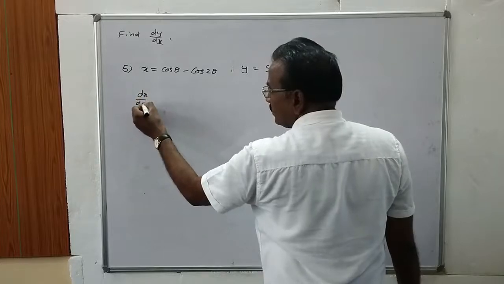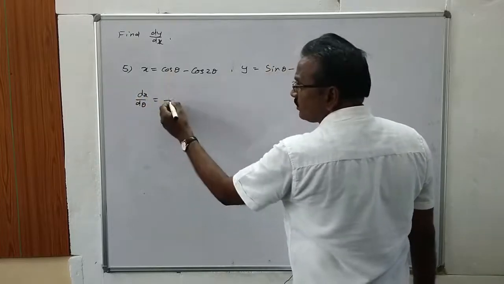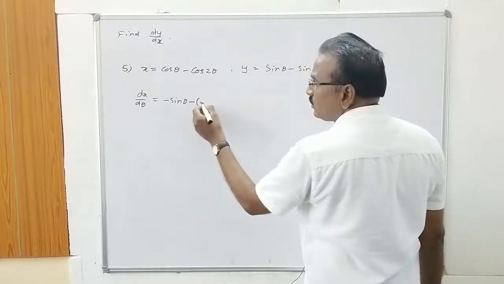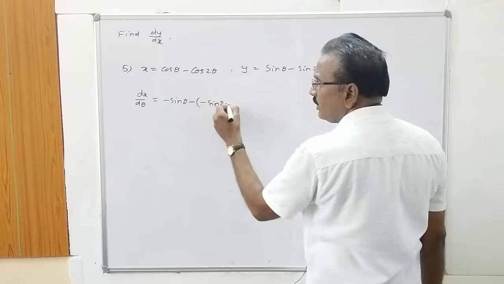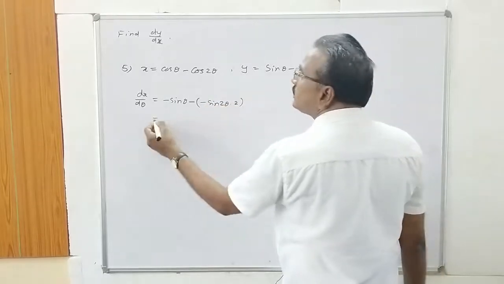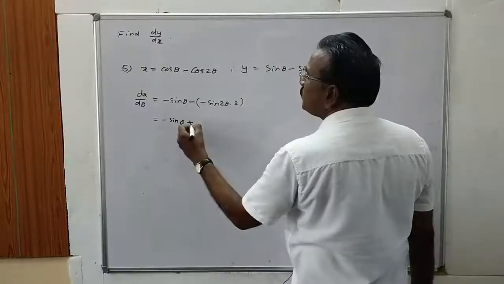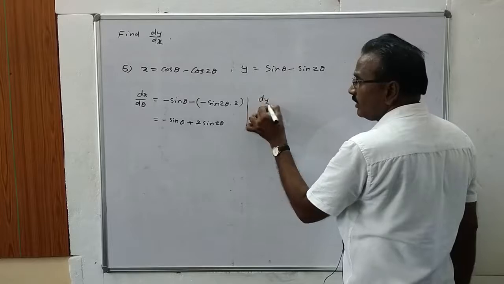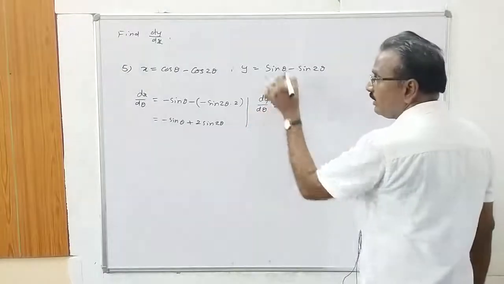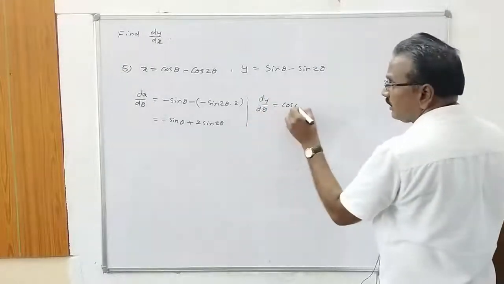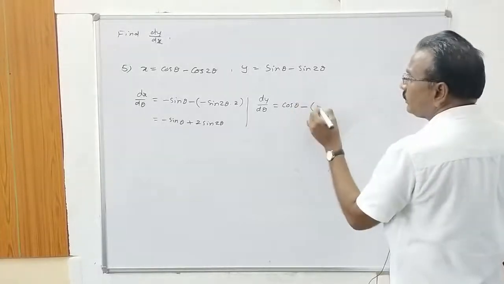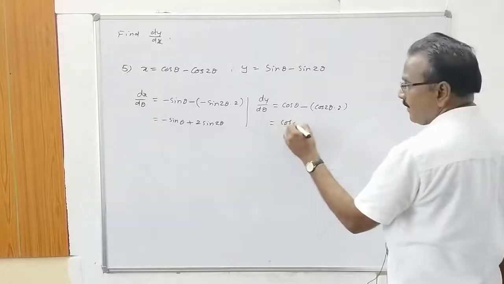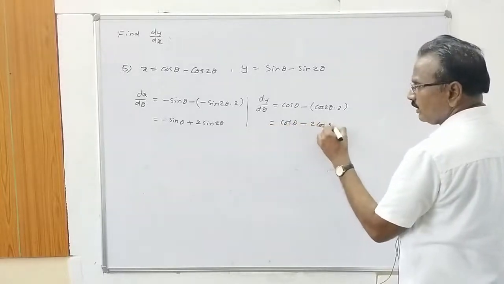dx by d theta is equal to the derivative of cos theta, which is minus sin theta, minus the derivative of cos 2 theta, which is minus sin 2 theta into 2. That is minus sin theta plus 2 sin 2 theta. Next, what is dy by d theta? The derivative of sin theta with respect to theta is cos theta, minus the derivative of sin 2 theta, which is cos 2 theta into 2. That is cos theta minus 2 cos 2 theta.